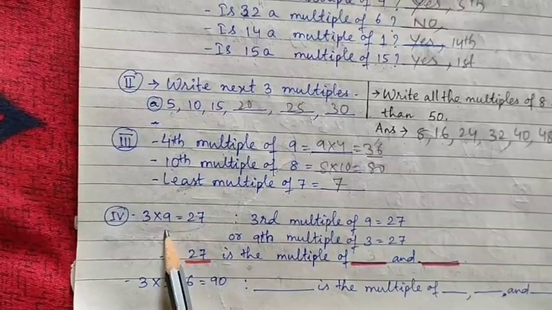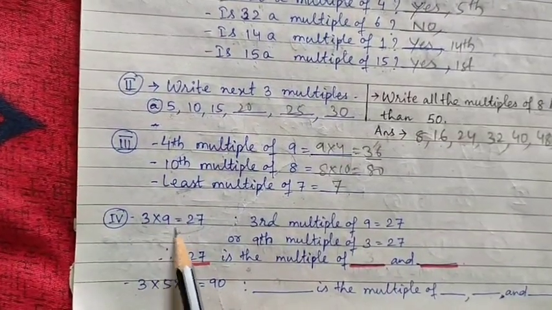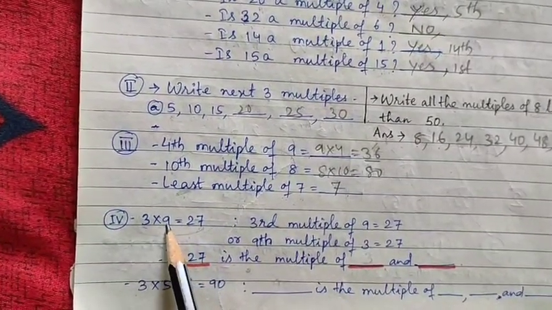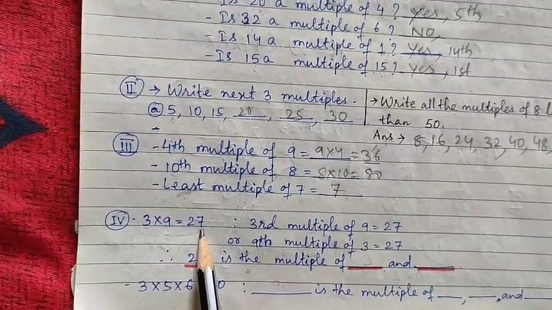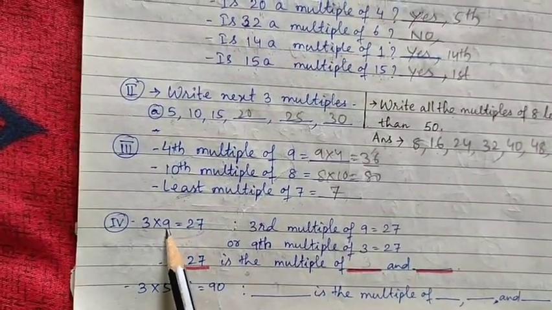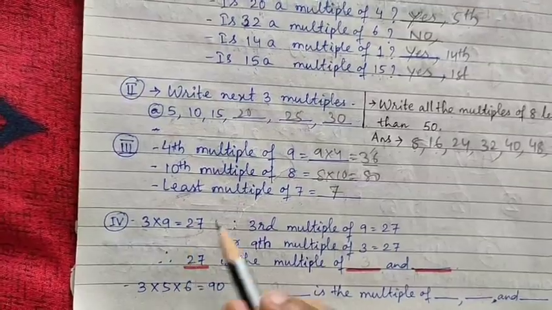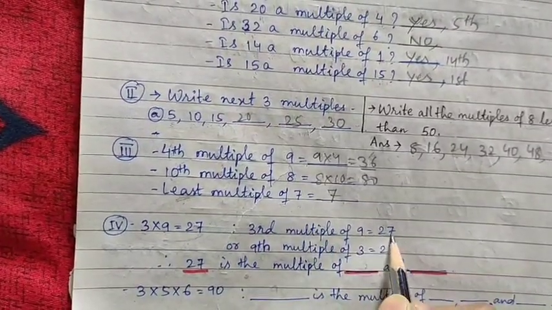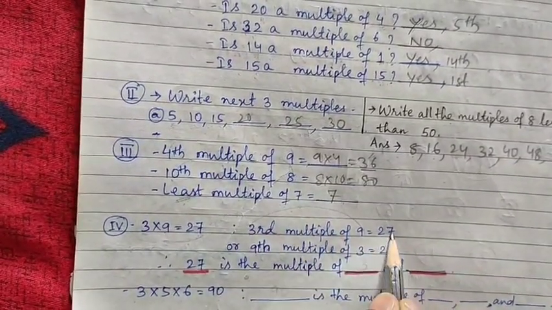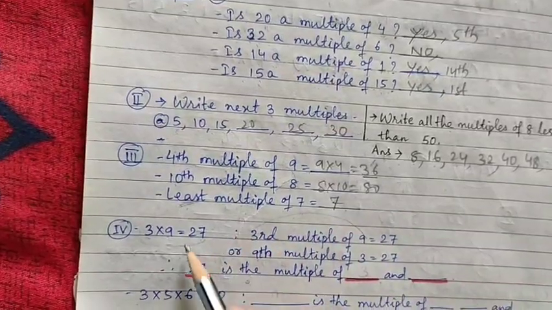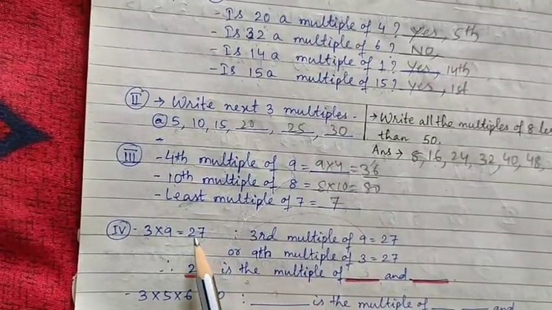Then another type of question if it is given 3 into 9 is 27. इससे क्या हमें पता चलता है? See 3 into 9 is 27 means in the table of 9 we get 27. Which multiple? 9 3s are 27 means third multiple of 9 is 27. See 3 9s are 27. Or we can also say 9 के टेबल में तो आता है 27.